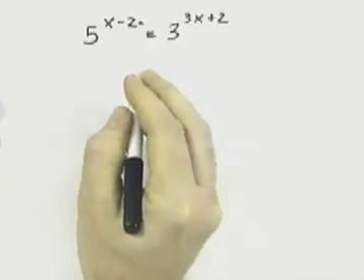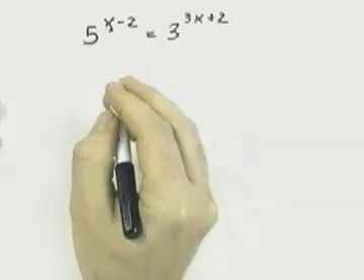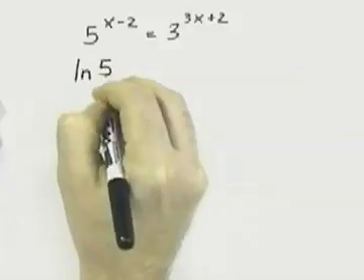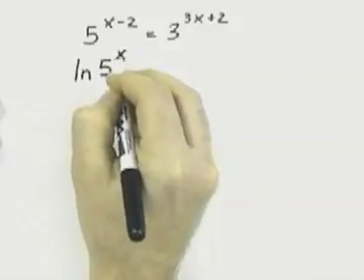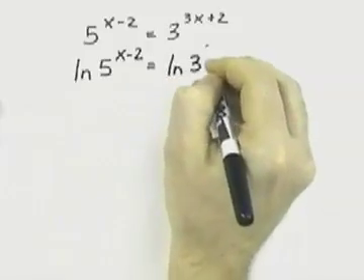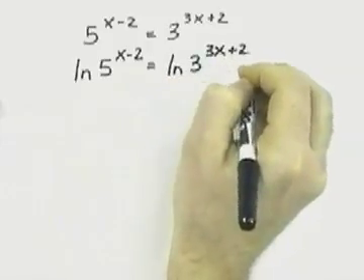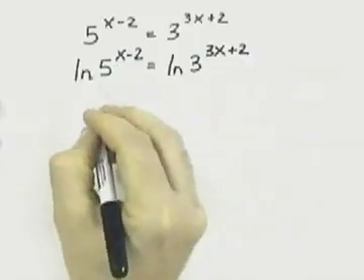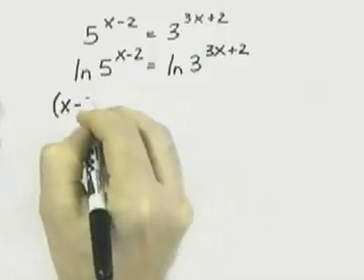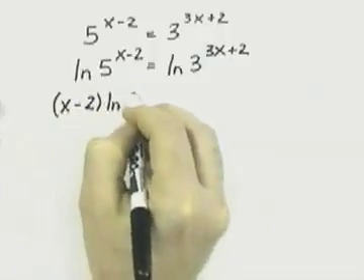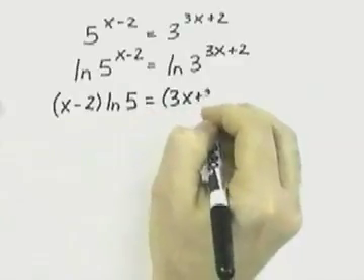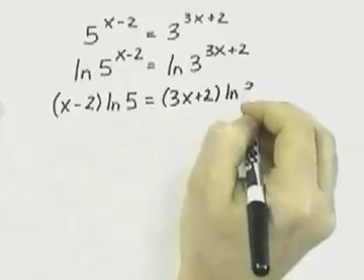So, we need to get the variable expressions out of the exponent. I can do that by taking the natural log of both sides of the equation. So I have the natural log of 5 to the x minus 2 power equals the natural log of 3 to the 3x plus 2 power. Because I'm taking the natural log, I can make this exponent a coefficient, and I get x minus 2 times the natural log of 5 equals 3x plus 2 times the natural log of 3.